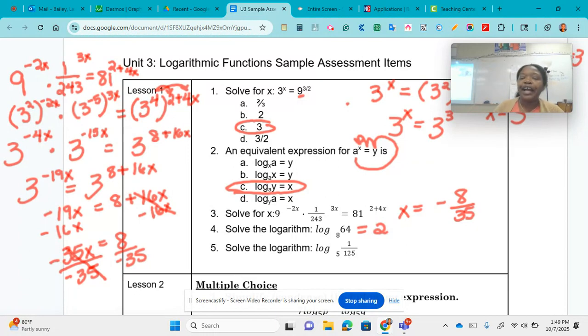Now, if we got 1 over 125, what is the exponent? Negative. So, that is a negative 3. 5 to the negative 3 power is 1 over 125. No math needed on that.